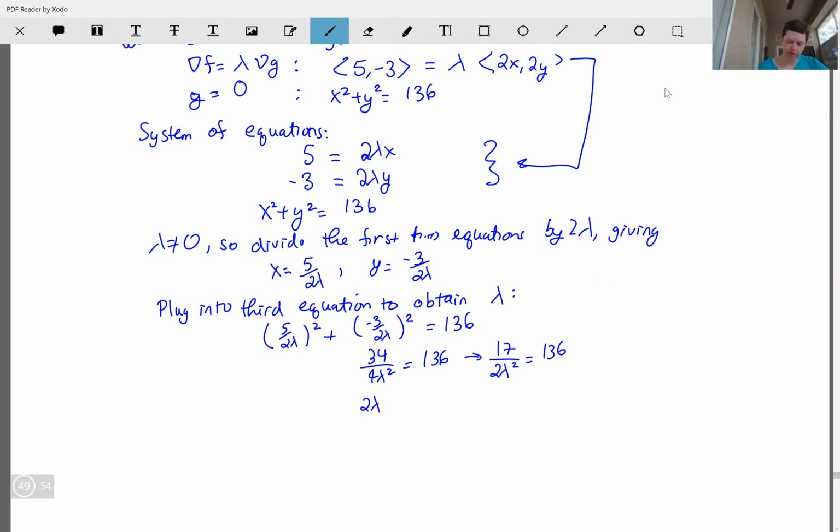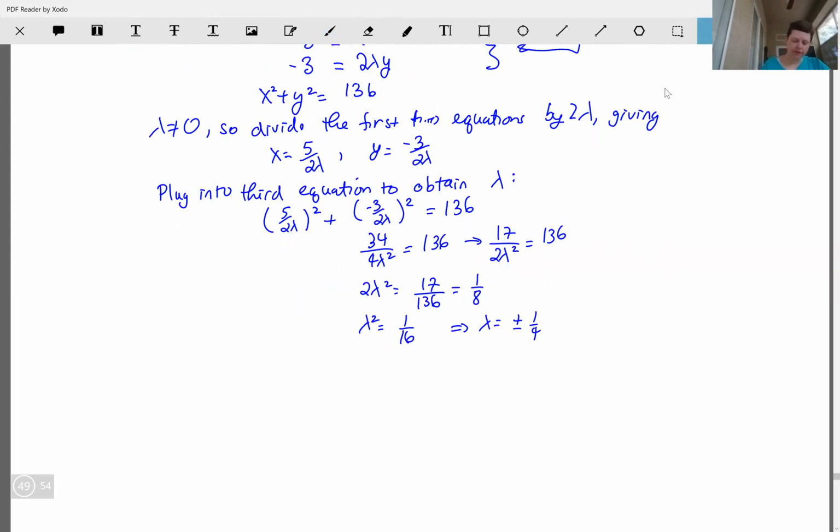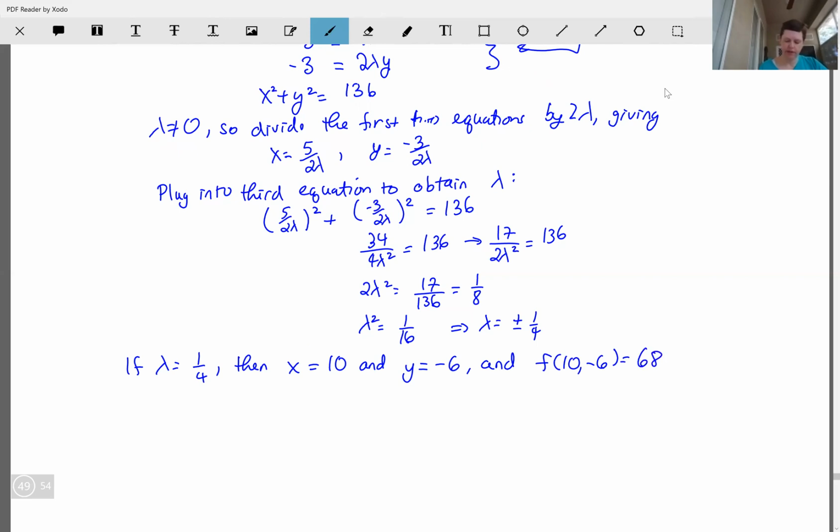So 2 lambda squared is going to be 17 over 136, which is 1/8. And then that tells me that lambda squared is 1/16. So lambda is going to be plus or minus 1/4. Okay, so if lambda is positive 1/4, then when we plug it in, we're going to get x is equal to 10 and y is equal to negative 6. And f evaluated at 10, negative 6 is 68.